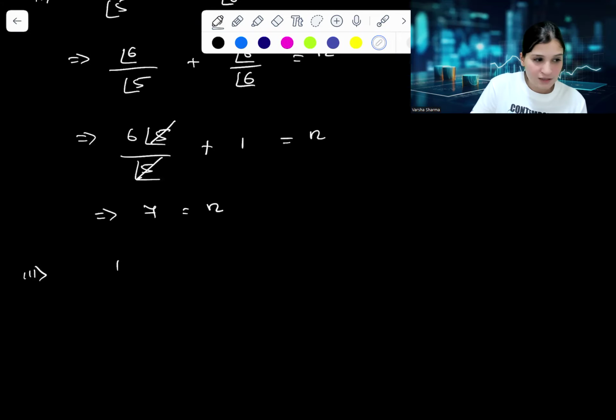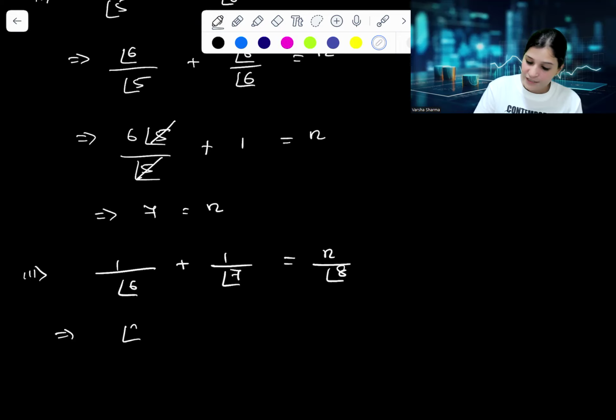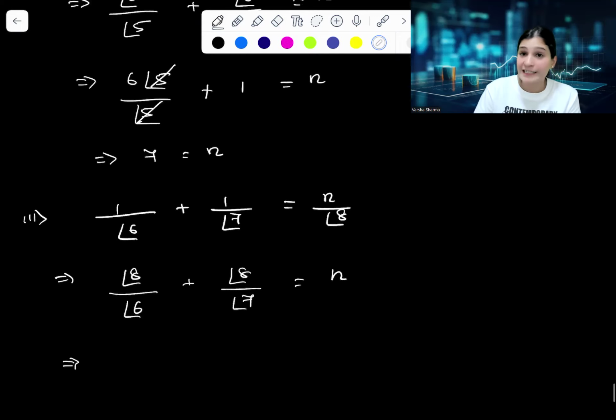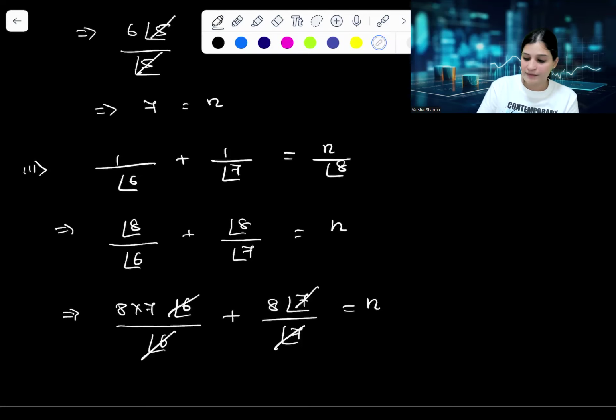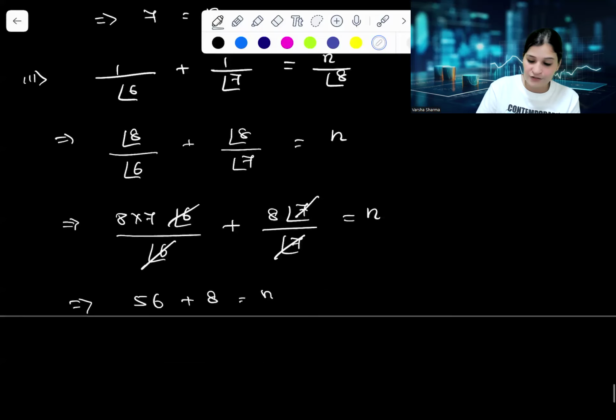Third, similar. 1 upon 6 factorial plus 1 upon 7 factorial equals n by 8 factorial. So bringing 8 factorial here, opening 8 factorial till I get 6 factorial. So 8 into 7 into 6 factorial, and 8 into 7 factorial. 6 factorial gets cancelled, 7 factorial gets cancelled. 56 plus 8. Answer is 64. Yes, ma'am.